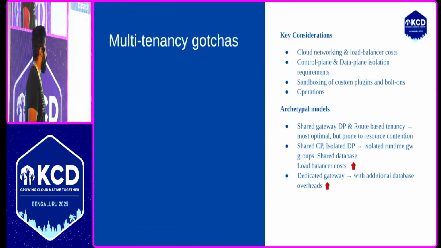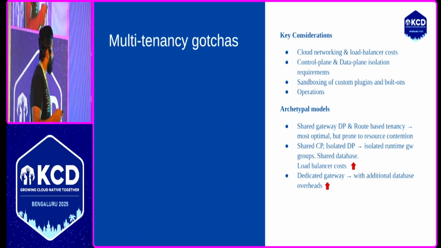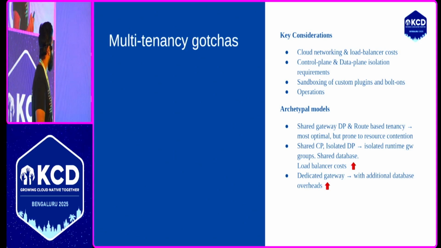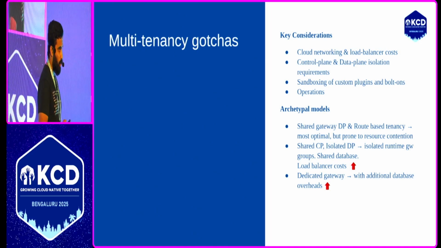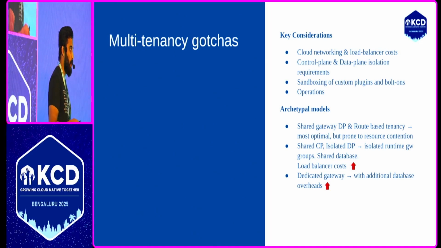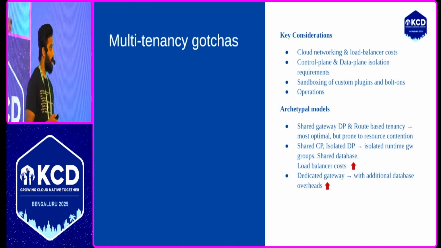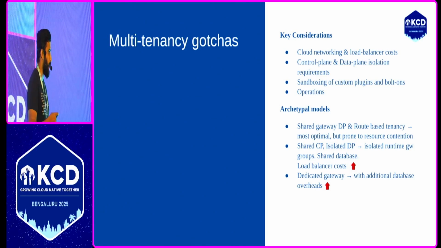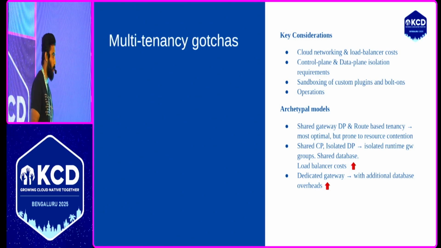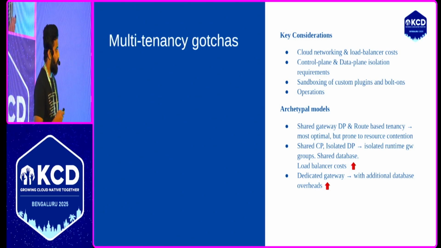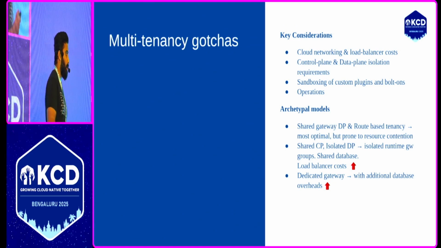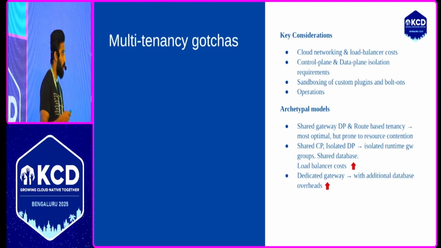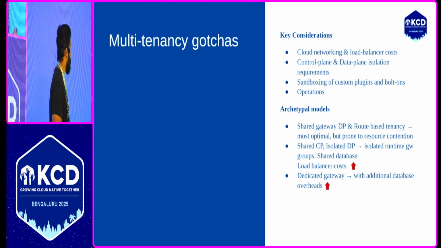Finally, there's one gateway for every tenant. Some of the key considerations when implementing a multi-tenant API gateway is that we'll also have to think about the cloud networking and the load balancer costs associated. As you have different gateways for different tenants, there are also load balancer costs associated. And if you have the same gateway shared across tenants, if the tenants are across AZs, there's also cross-region cost.